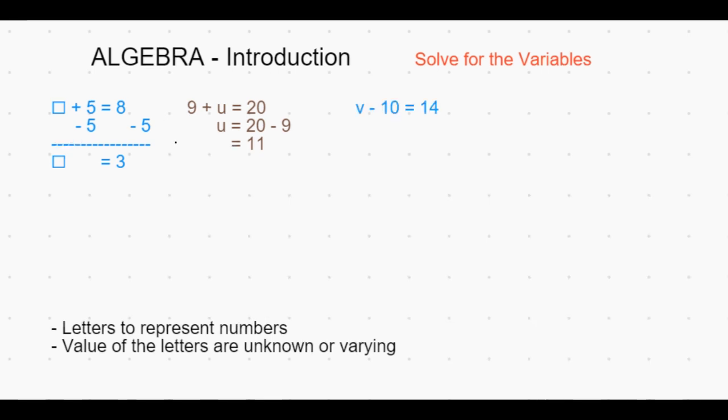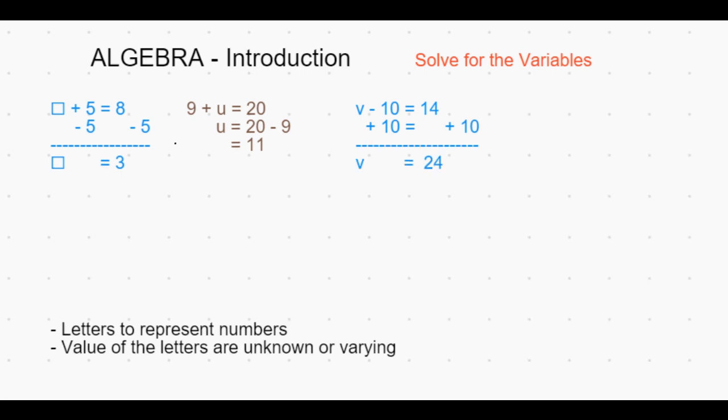Let's look at one more example. V minus 10 is equal to 14. V is the variable here for which we do not know the value. So when we add plus 10 on either sides, what is the purpose of adding 10? Basically, we want to have only the variable on one side of the equation so that we can find the value of that variable. Since there is a v minus 10, we add 10 so that it becomes just v. So the other side also we add 10, so that becomes 24. So we get the value of v to be equal to 24.